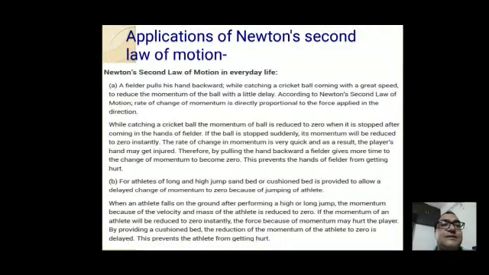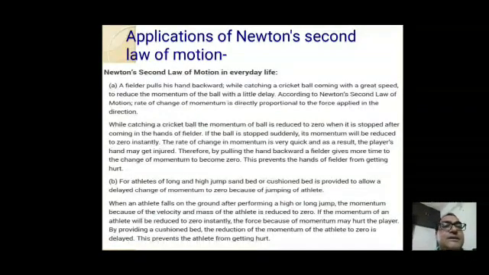The first example is a fielder pulls his hand backward while catching a cricket ball coming with great speed. Why is he doing so? Because to reduce the momentum of the ball with a little delay. According to Newton's second law of motion, the rate of change of momentum is directly proportional to the force applied in that direction. So while catching a cricket ball, the momentum of the ball is reduced to zero when it is stopped after coming into the hands of the fielder.